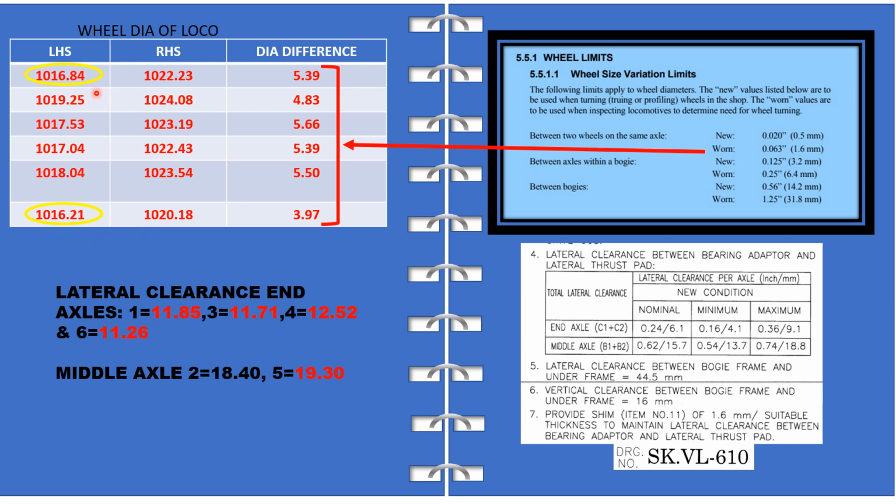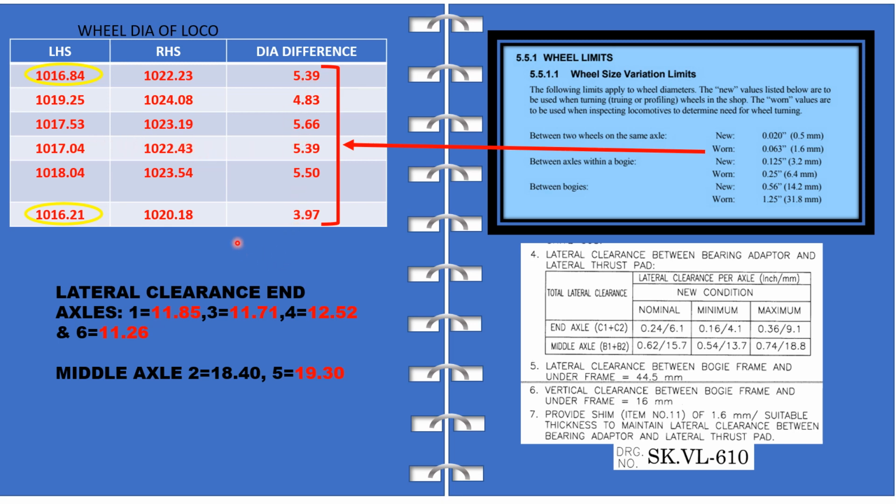we can see from the recorded parameters that these are the wheel diameters on the left hand side and these are the wheel diameters on the right hand side. As I mentioned here, a difference in diameter on the same axle of more than 1.6 millimeter is a rejection. It is worn out. Worn out means unserviceable. Here on the same axle we have 1016, 1022, which is 5.39; then 1019, 1024, again 4.83; 1017.53 and 1023.19 and so on.